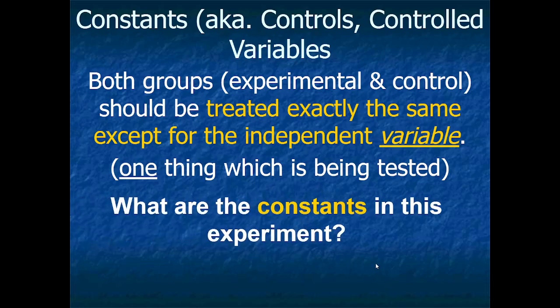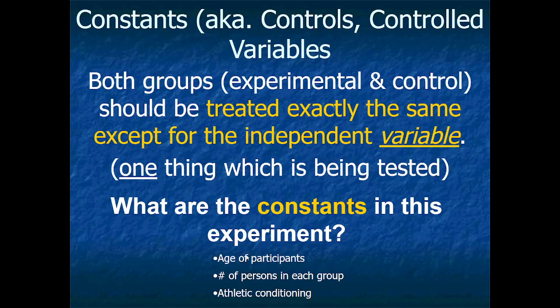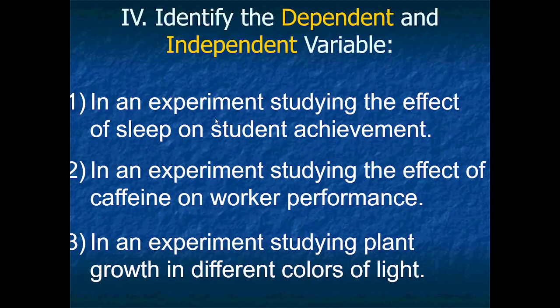What are the constants in this experiment? We have age of participant, number of people in each group, and athletic conditioning. Identify the dependent and independent variable in an experiment studying the effect of sleep on student achievement. So the dependent variable would be the effect of sleep, and the independent variable would be student achievement.